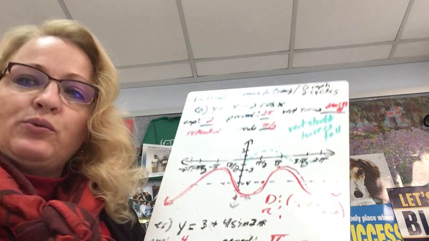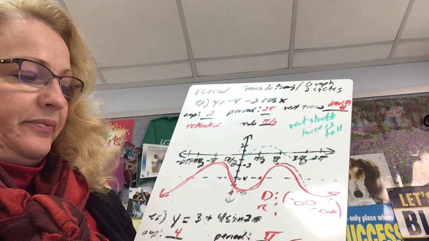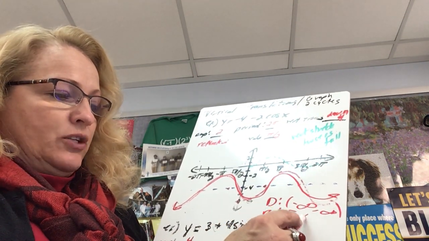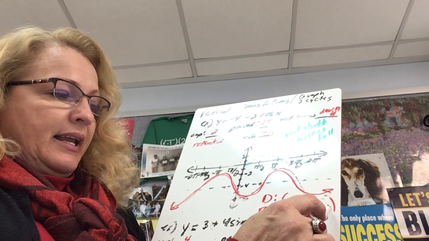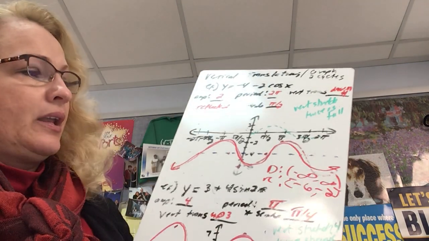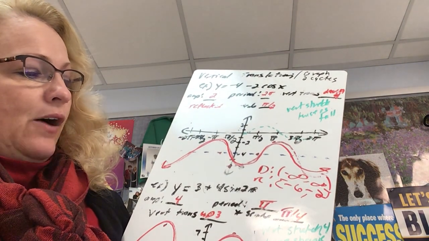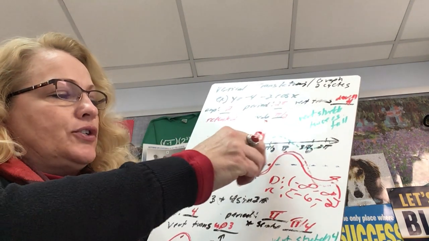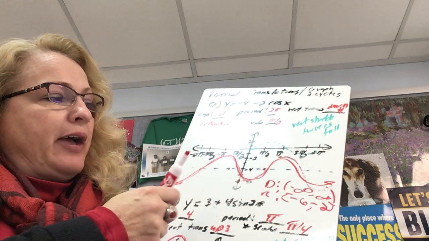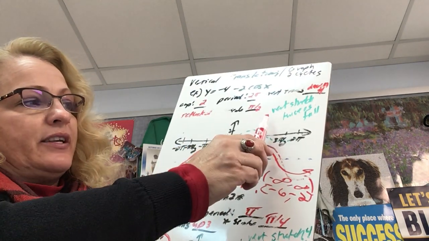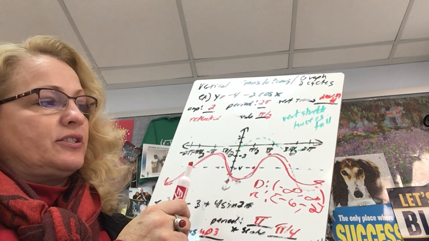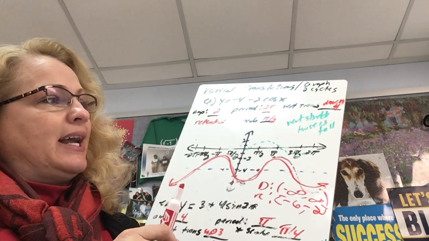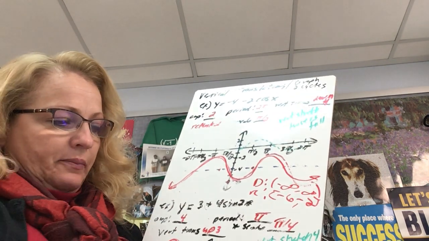And my range would be what? It would be everything between -6 and -2. Okay, now, also, I just sketched in a parent graph for you to see why this is vertically stretched. It's twice as tall. We've already said it's reflected, and it's moved down 4.